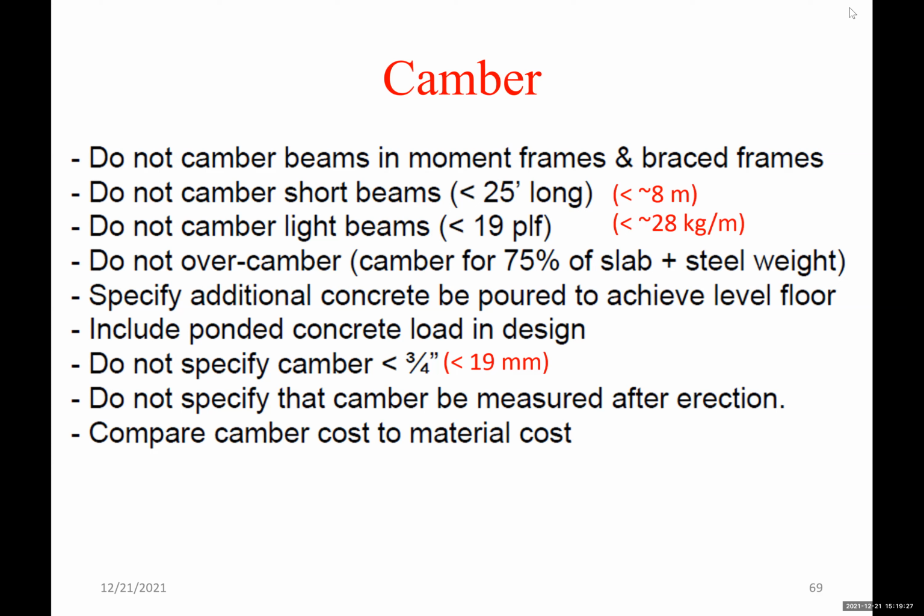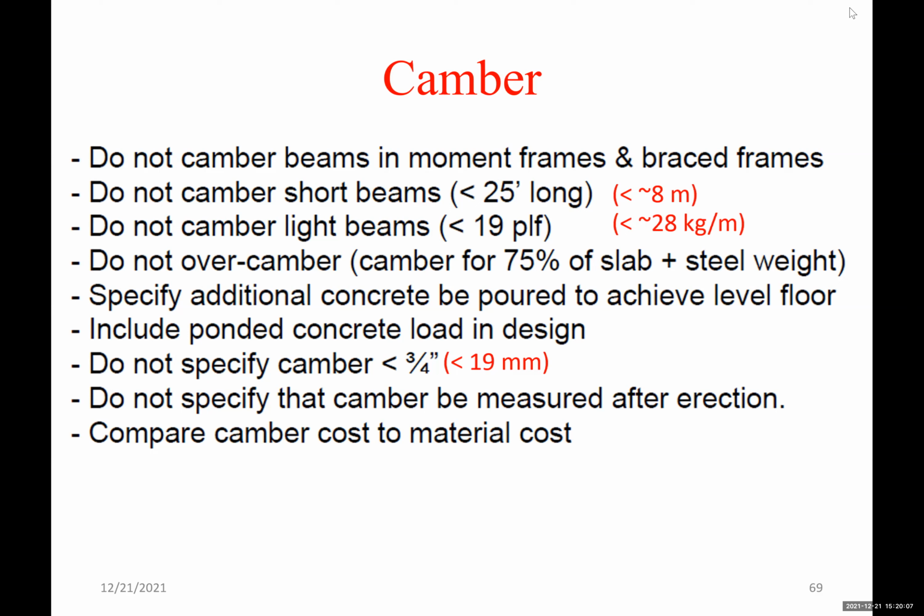Do not camber light beams, weight-wise less than 19 pounds per linear foot. In that case, if you need to camber, just choose a heavier section and eliminate the camber. Do not over camber, like camber for 75% of slab plus steel weight. If you over camber, then of course you may end up still, after the live load and everything, with a camber in the beam.